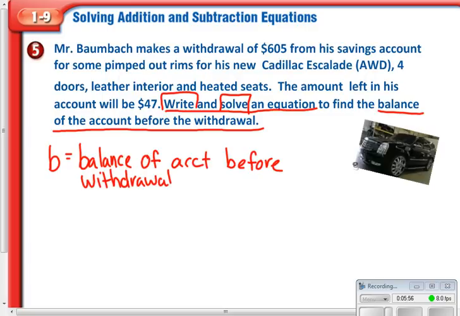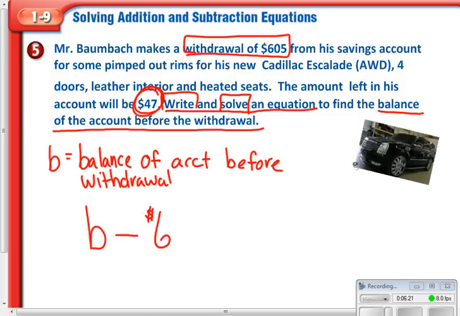Other pieces of information is we take a withdrawal of $605. After that withdrawal, we're left with 47 bucks. So here's my account b. That's before anything happened. I'm going to take a withdrawal out. If I take a withdrawal out, I am taking money out, so I'm going to subtract the $605 I take out. That is going to give me a remaining balance, which is 47. That is your written equation.